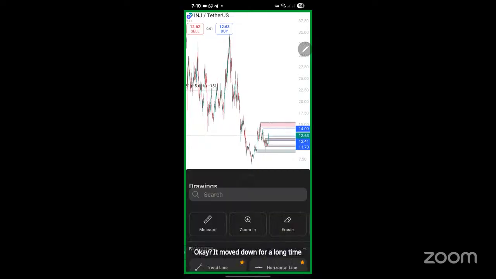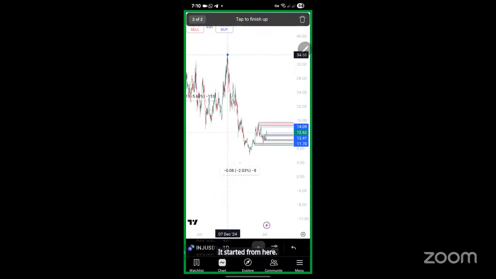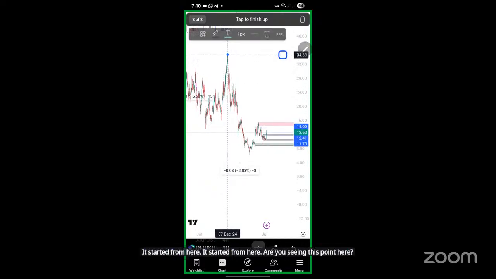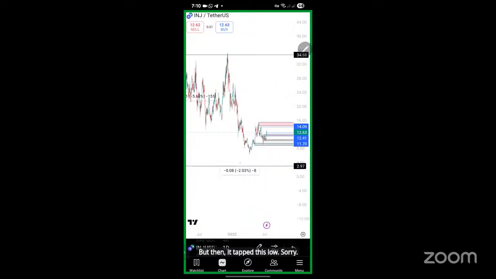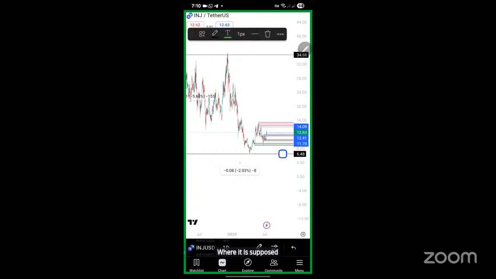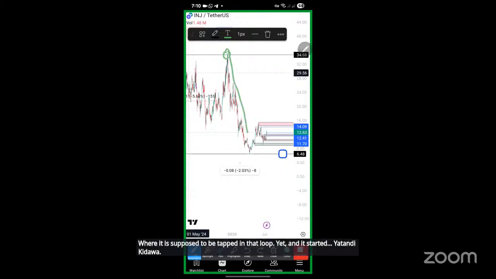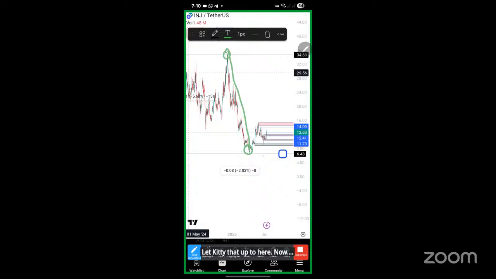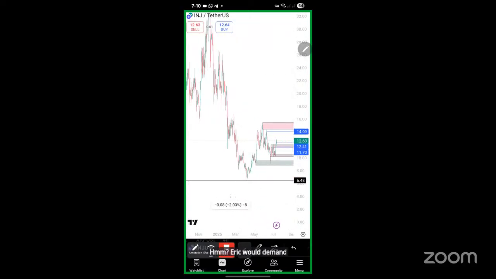You can see it started from here. Are you seeing this point here? But then it tapped this low. Sorry, let me put it here where it is supposed to be. It tapped that low. It started going up to here. Now, this is the demand zone, on the 1 week.